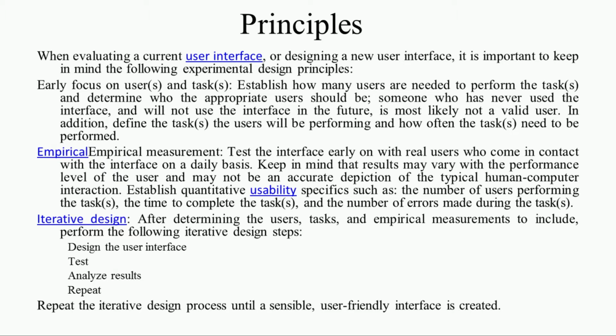Empirical measurement. Test the interface early on with real users who come in contact with the interface on a daily basis. Keep in mind that results may vary with the performance level of the user and may not be an assured description of the typical human-computer interaction. Establish quantitative usability specifics such as the number of users performing the tasks, the time to complete the tasks, and the number of errors made during the tasks.